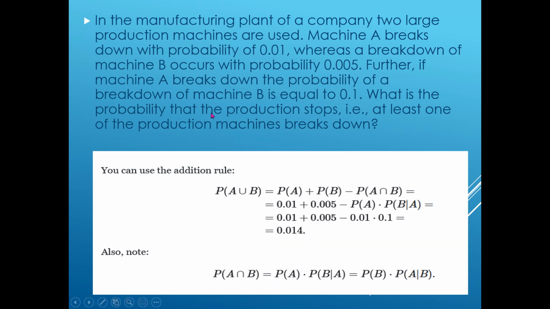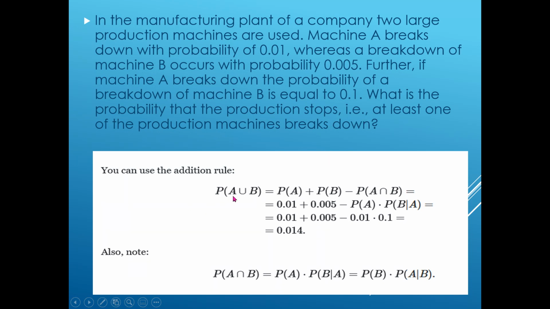So what is the probability that the production stops? When will the production stop? If at least one of the production machines breaks down, because the question says in the plant of a company two large production machines are used. So if one of these breaks down, then the system is not going to work, because both are required to run the system. So what is the probability that the production stops? That would mean that at least one of them breaks down.